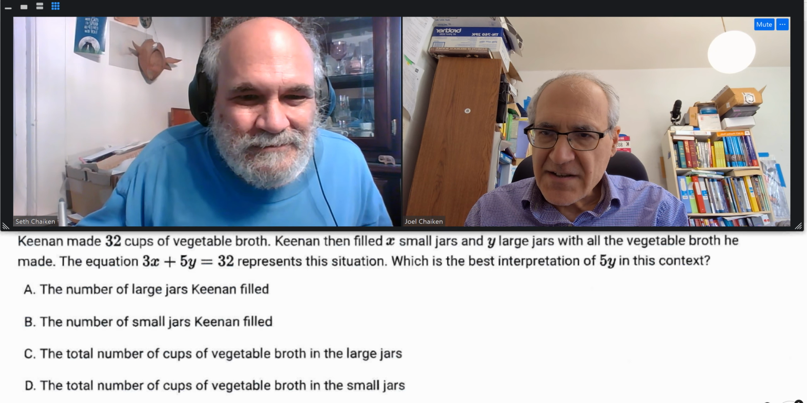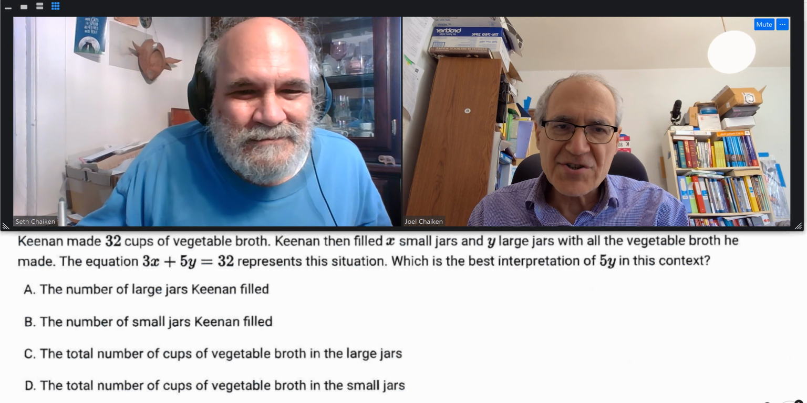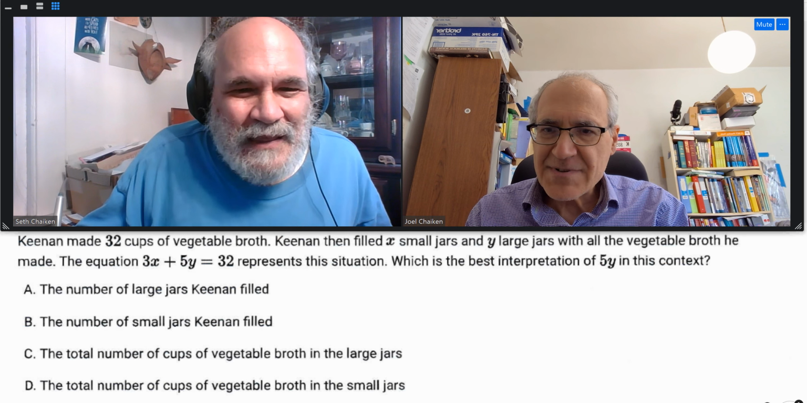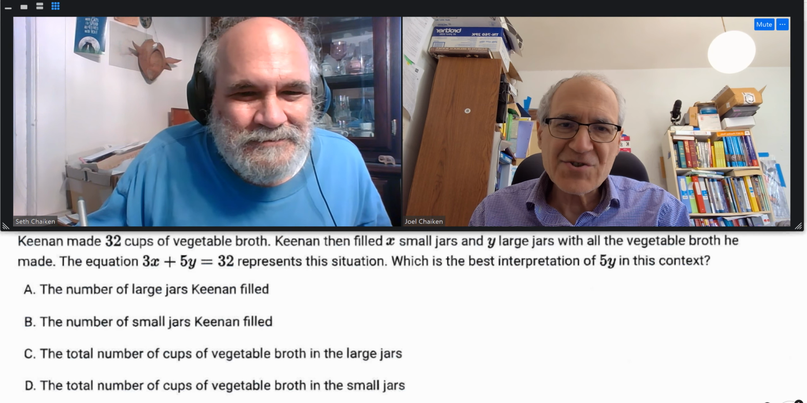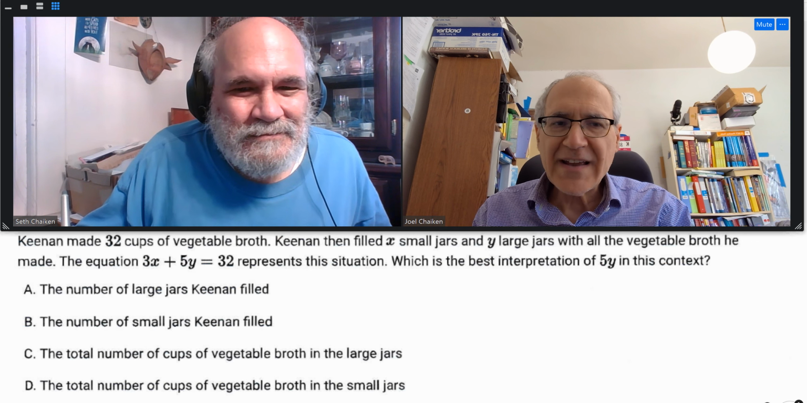Okay, Keenan made 32 cups of vegetable broth. Keenan then filled X small jars and Y large jars with all the vegetable broth he made. The equation 3x plus 5y equals 32 represents the situation. Which best is the interpretation of 5y in this context?